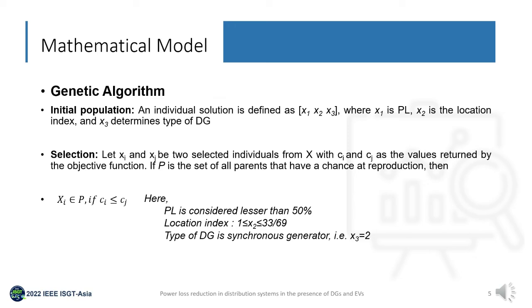The second step is selection. So here xi and xj are two selected individuals from parent x, and ci and cj are the values returned by the objective function. So if P is the set of all parents that have the chance to reproduce, Xi belongs to P only if Ci is less than or equal to Cj. Here penetration level is considered as less than 50%, and location index is such that we have used a 33 bus system or 69 bus system, so X will be less than 33 or 69. The type of DG is synchronous generator, that is X3 will be constant and will be 2.